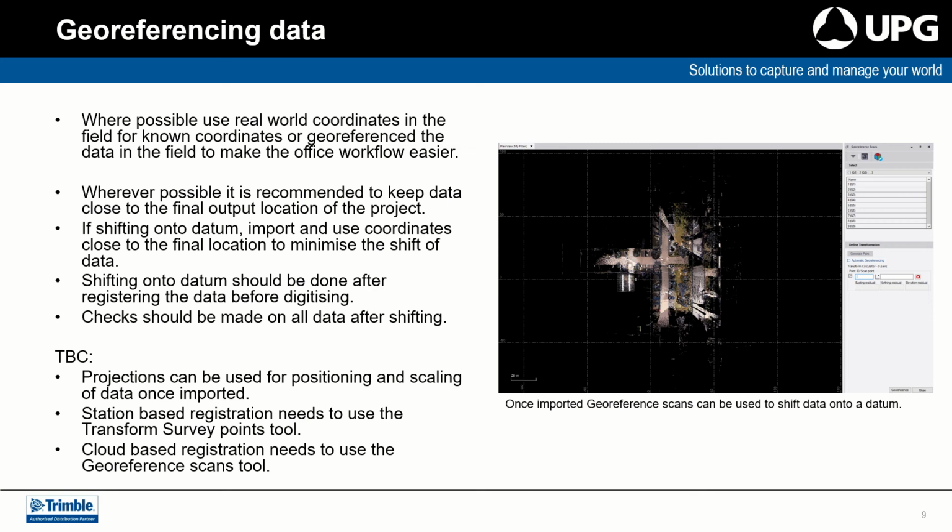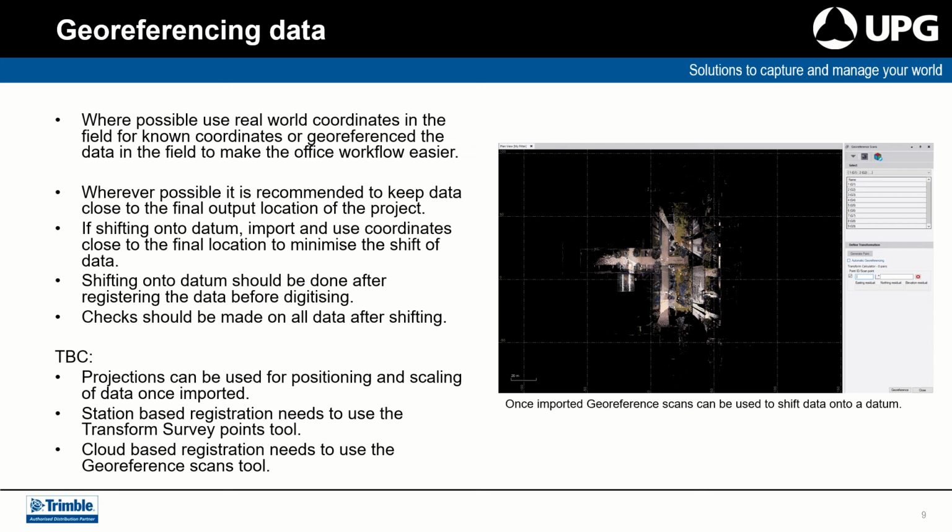Shifting of the data onto datum for point clouds should be done after registering and before digitizing. So when you're coming to digitizing data, it's recommended to make sure that the data is digitized in its correct location so that there are no potential issues that might arise from shifting the data. And when shifting the data, it's important to note that all data should be checked once shifted, and it needs to be checked against points that you might know, or to ensure that the data is exactly where it needs to be and within the tolerances that you have as an organization.